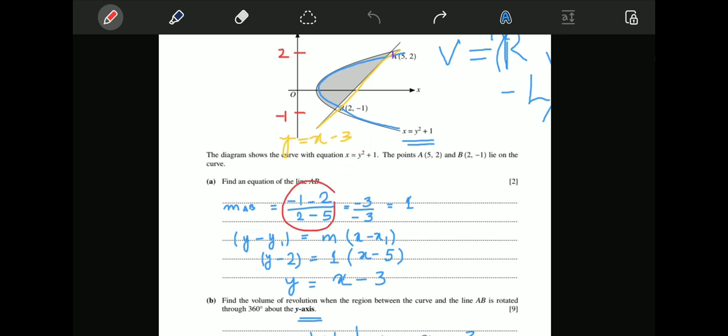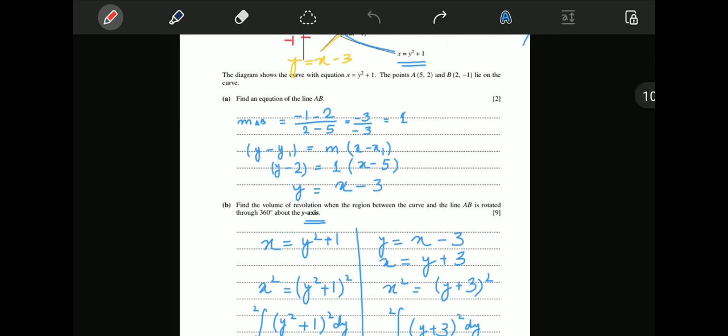So this is what we have applied over here. y2 is minus 1 minus 2 and x2 is 2 minus 5. So this is going to give you 1. Okay, and the point we can use is minus 1 and 2. No, sorry, the point is 5, 2 or 2, minus 1, so we are using here 5, 2, point A, and we'll find the equation of our line.